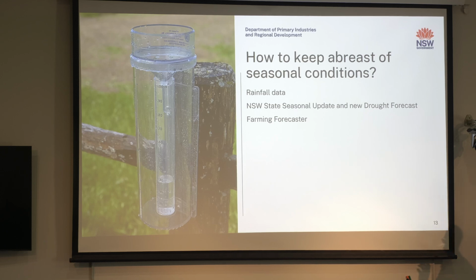The second one, DPI has an excellent resource called the State Seasonal Update, and I'll show you some detail from that. And thirdly, I want to just show you what the farming forecaster can do for keeping abreast of those current conditions.